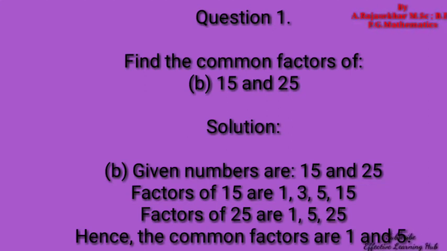B question. Find the common factors of 15 and 25. Given numbers are 15 and 25. Factors of 15: 1 fifteen is 15, 3 fives are 15, 5 threes are 15, 15 ones are 15. Factors of 25 are 1 twenty-five is 25, 5 fives are 25, 25 ones are 25. Hence the common factors of 15 and 25 are 1 and 5.